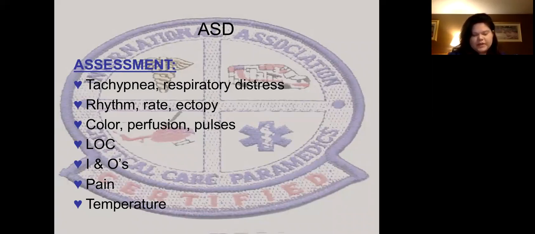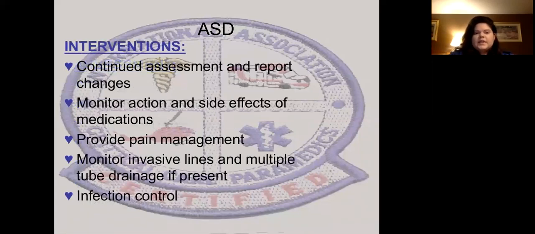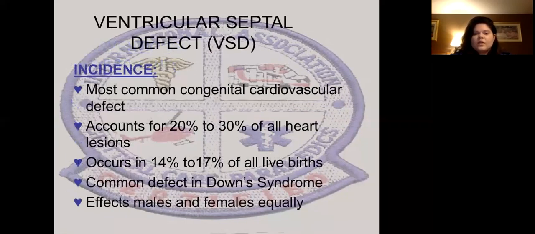Again, it may be a little bit more difficult in a child because they want to sleep all the time. If they aren't cooing and waking up and interacting, then that's the problem. Some interventions, just continue your assessment, effects of medication. You can do pain medication again. Monitor your invasive lines and any drainage systems that they have, and always infection control.